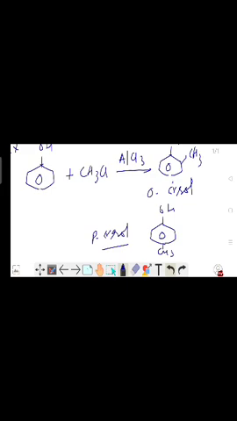Next day we will discuss the other reactions of phenol, and there are some named reactions also, that is Kolbe-Schmidt reaction, Reimer-Tiemann reaction, Gattermann-Koch reaction. So next day we will discuss these named reactions where phenol performs as a reactant. Thank you.